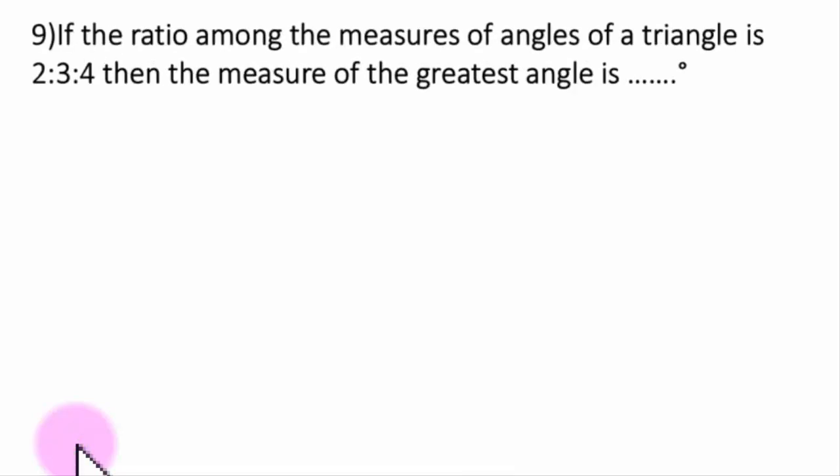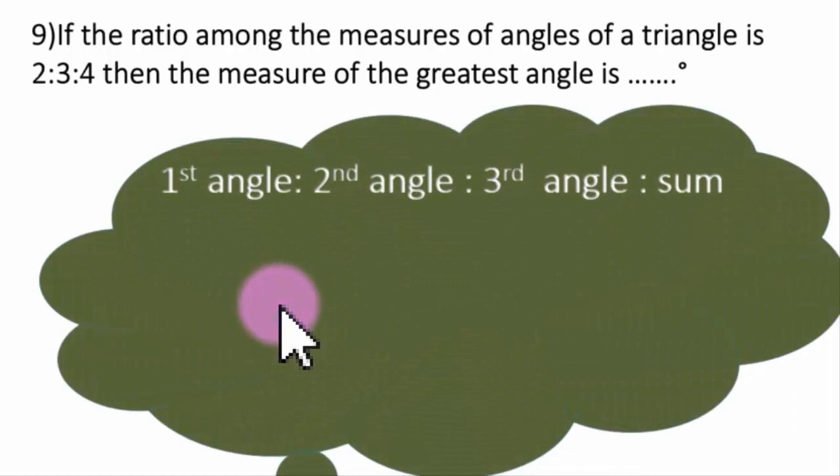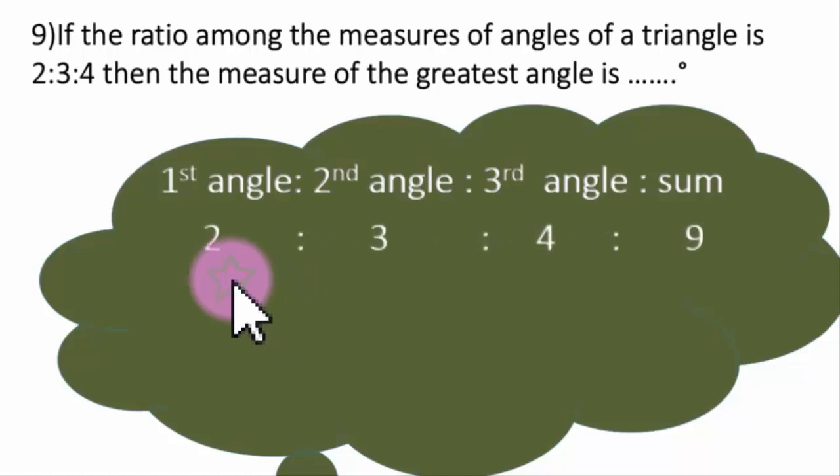If the ratio among the measures of angles of a triangle is 2 to 3 to 4, then the measure of the greatest angle is unknown number degree. So what we are going to do is, what shall we do? First angle to second angle to third angle to sum. You know that the sum of the measures of the interior angles of the triangle equals 180. So write the ratio now, 2 to 3 to 4, to the sum of these terms. 2 plus 3 equals 5, 5 plus 4 equals 9.